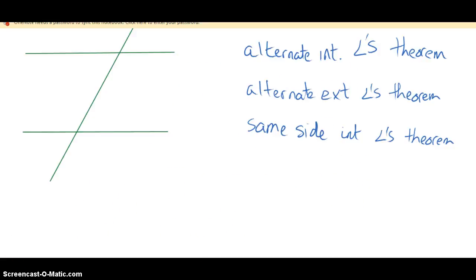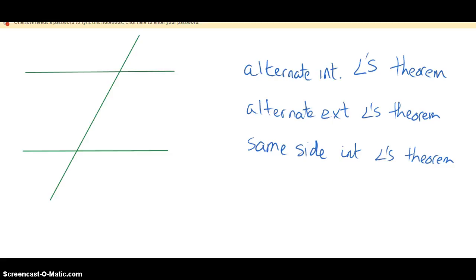Let's review three other theorems that we learned previously, and one of them is the alternate interior angles theorem. And this one said that if the lines are parallel, then the alternate interior angles have to be congruent. And the alternate interior angles were these two right here. So in this case, since the lines are parallel, those two angles have to be congruent. We also had the alternate exterior angles theorem, and that one said if the lines are parallel, which they are, then the alternate exterior angles are also congruent.